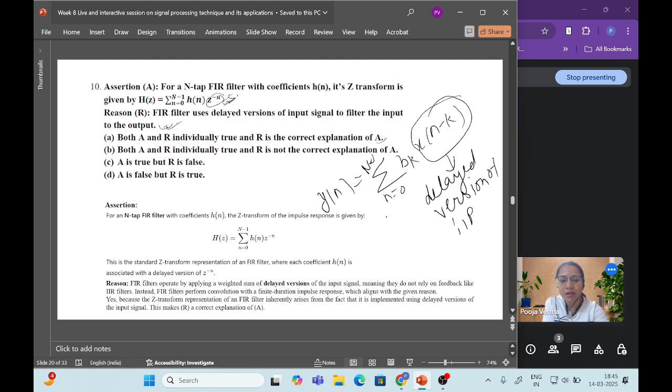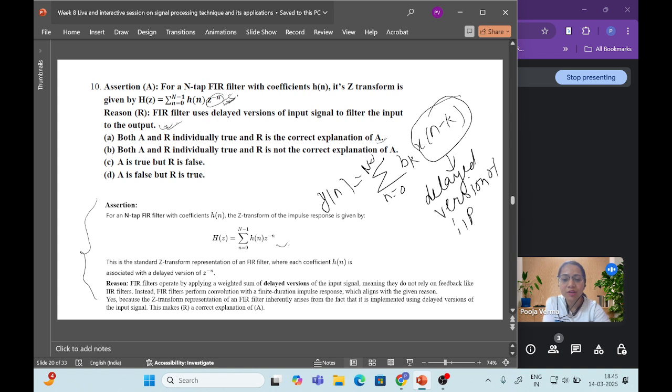So the detailed explanation is given here, so you can see it. For an N-type FIR filter with coefficient h of n, the Z transform of the impulse response is this one. This is a standard Z transform representation of an FIR filter, where each coefficient h of n is associated with the delayed version, z to the power minus n. And the reason is given as: FIR filter operates by applying a weighted sum of delayed versions of the input signal, meaning they don't rely on feedback like IIR filters.